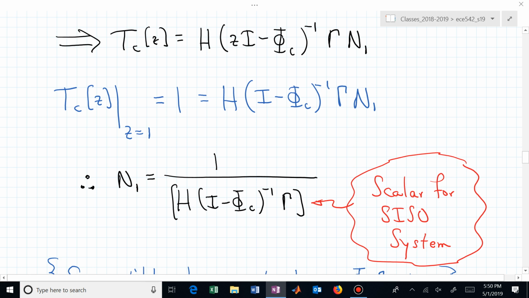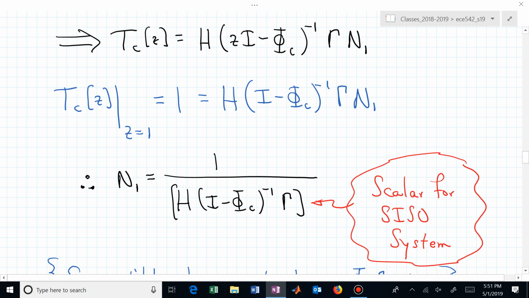expression, which is h times I. Where did the z go? That was a question. So z went to 1, so I didn't include it because I'm looking at the DC gain. I'm setting z equal to 1.